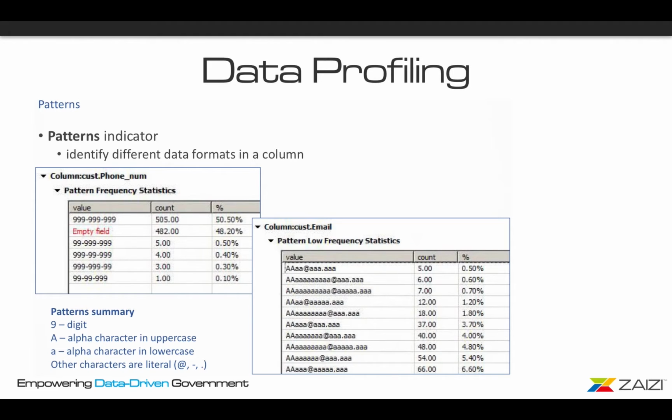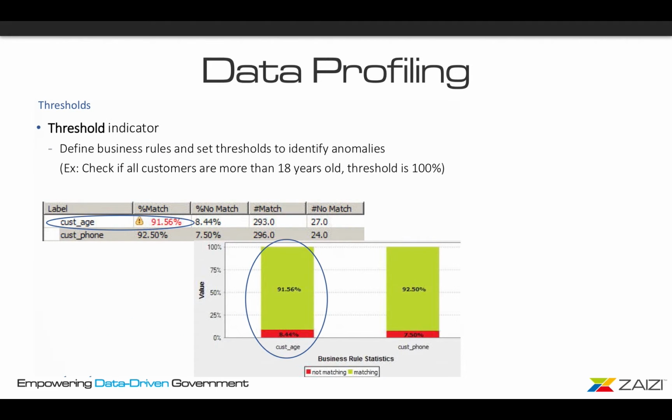Same for the email. In example 2, you can see how many times the specific pattern occurs for the email attribute. And then thresholds. So you can define business rules to set the threshold to identify anomalies and check the validity of your data. For instance, in this example, you can check if all your customers are more than 18 years old and set up a threshold of 100%.